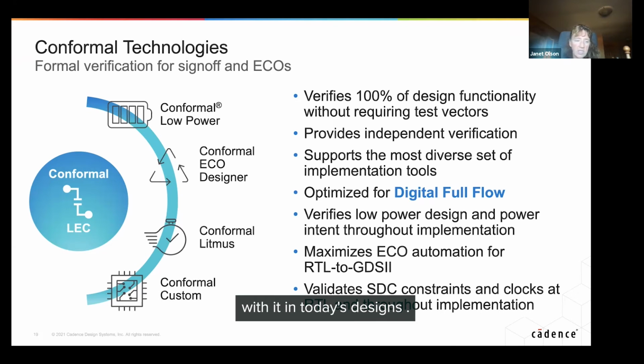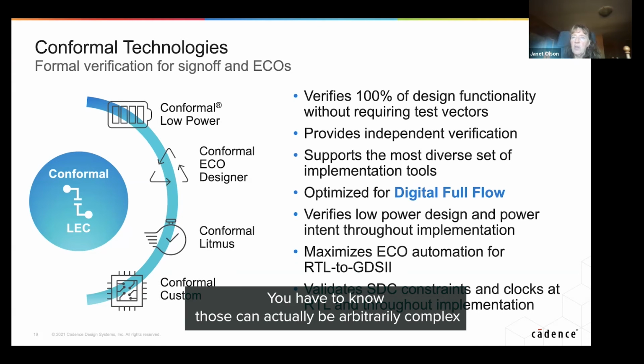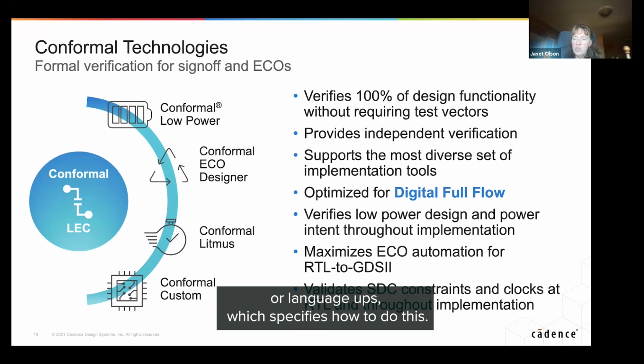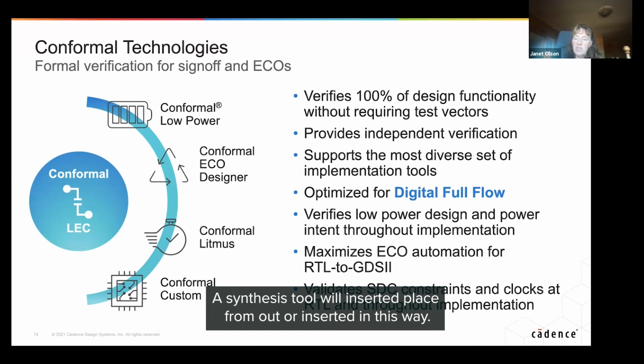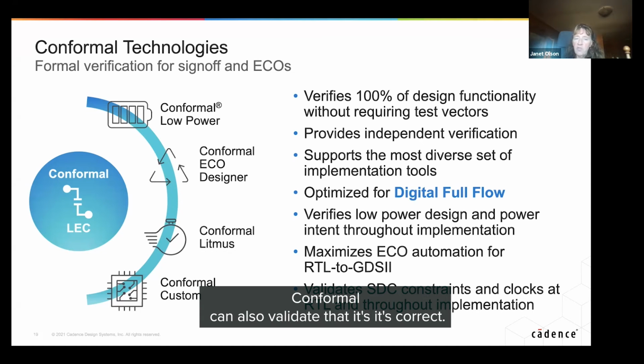In today's designs, low power technology is critical. Everybody does level shifters, shuts off blocks. You have to do isolation cells, and those can be arbitrarily complex. There is a whole language, UPF, which specifies how to do this. The synthesis tool will insert it, place and route will insert it, and this way Conformal can also validate that it's correct.